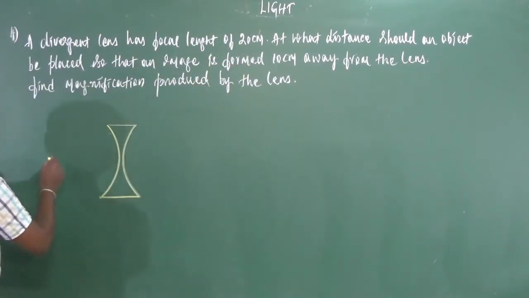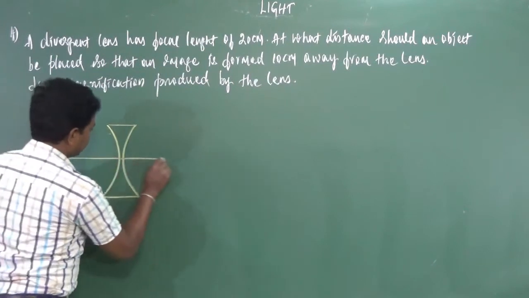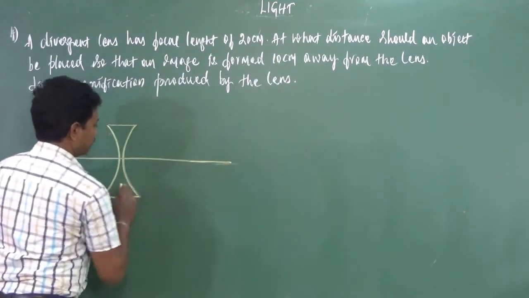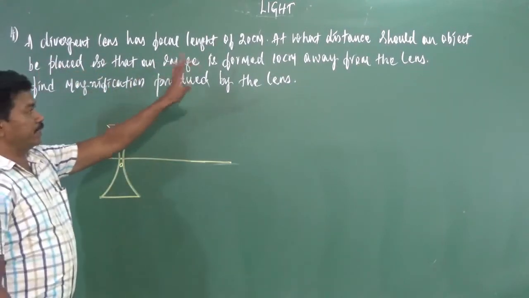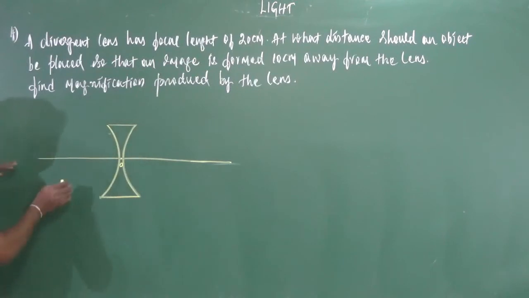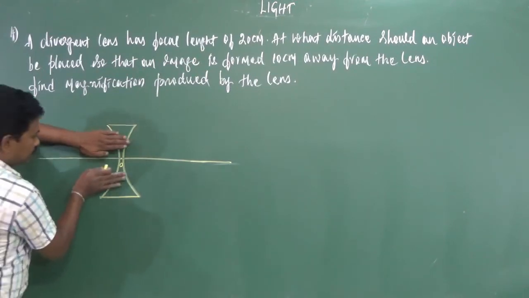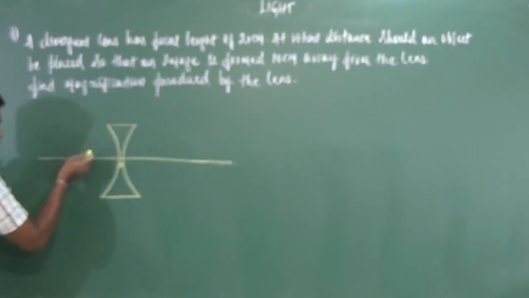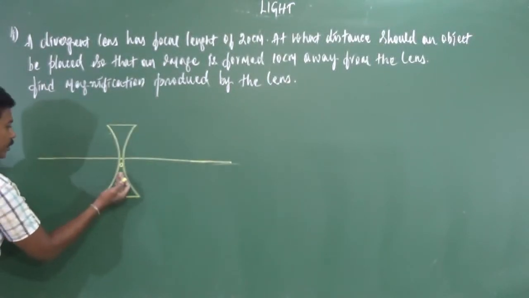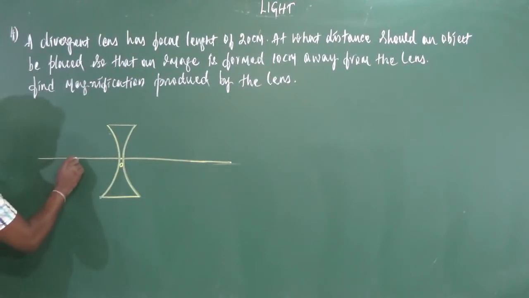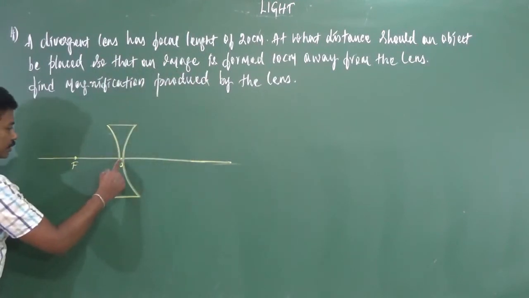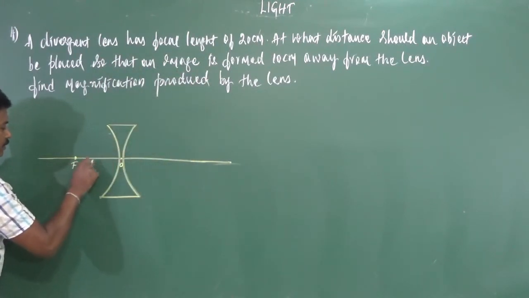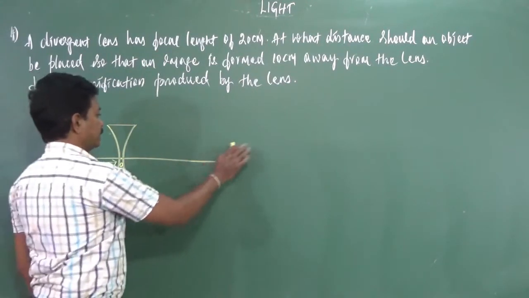For your reference, I am going to draw a principal axis. This is the principal axis. This is the optic center of the lens. A divergent lens has a focal length of 20 centimeters. As the light rays fall on the lens, they get diverged, and all the light rays appear to start from a point on the principal axis to the left side of the lens. So this becomes the principal focus. As the focal length is 20 centimeters, the distance between the optic center and the principal focus is 20 centimeters. So I will write down the data.